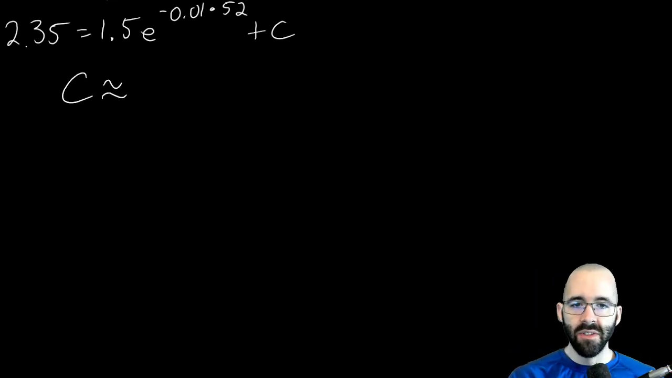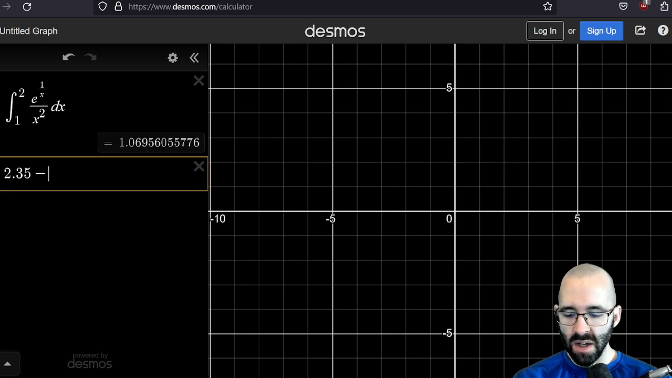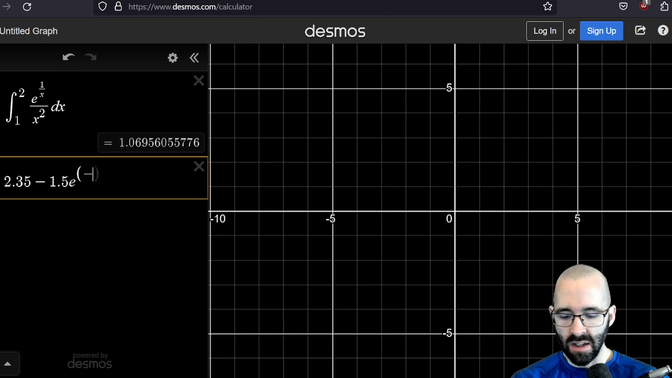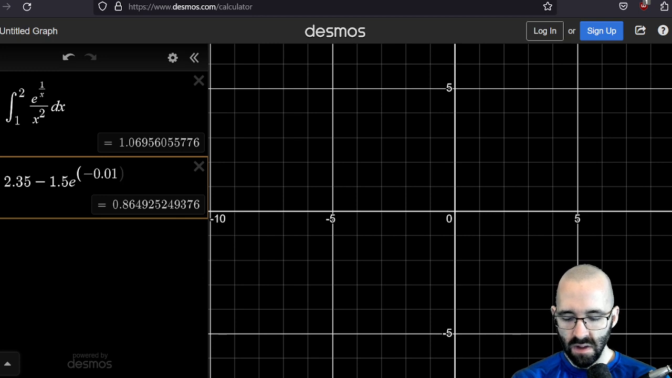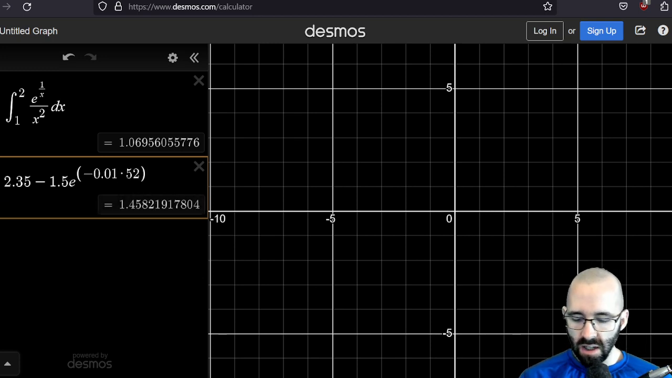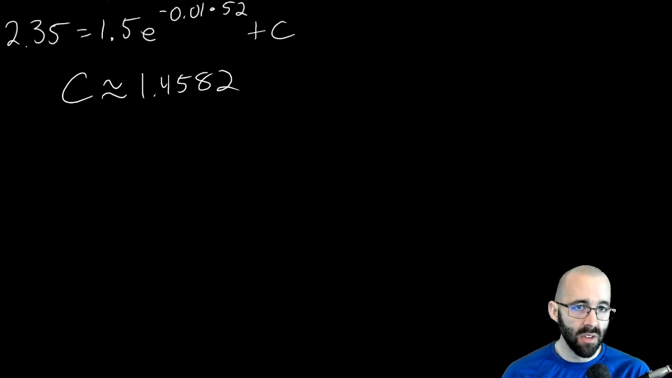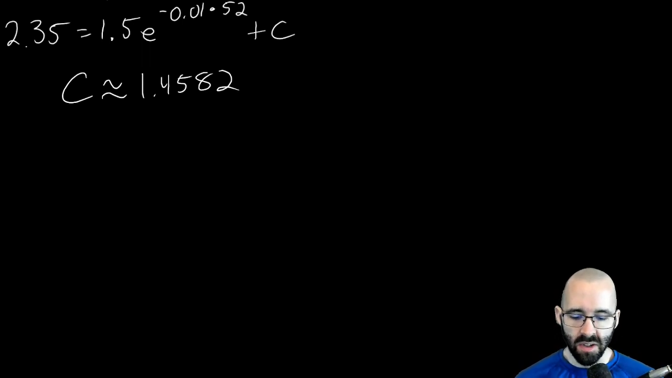So 235 minus that number, what's that going to look like? 235 minus 1.5 times e raised to the negative 0.01 times 52. And you're going to get 1.4582. It makes sense to round to the nearest hundredth here because we're talking about dollars and cents. I'm going to give us a couple more decimal places though.